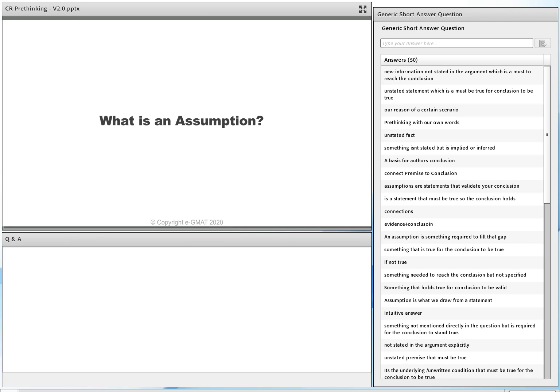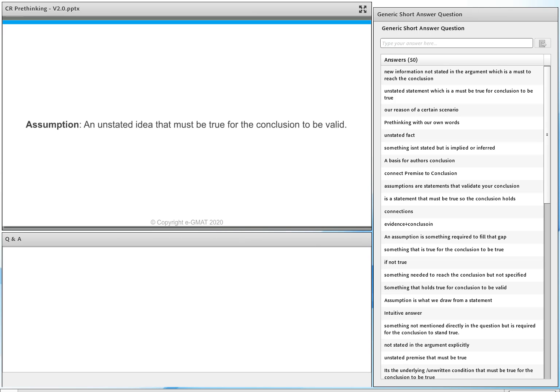Every missing link is not an assumption. So it's that necessary versus sufficient piece over here. So let's talk about what an assumption is. An assumption is an unstated idea that must be true. This must be true is critical for the conclusion to be valid.